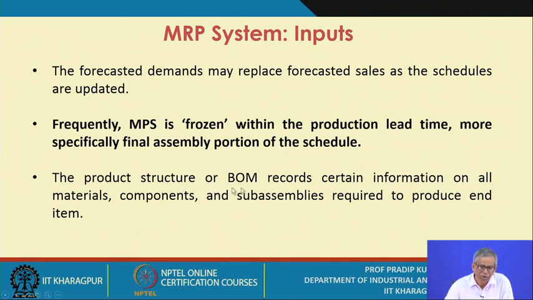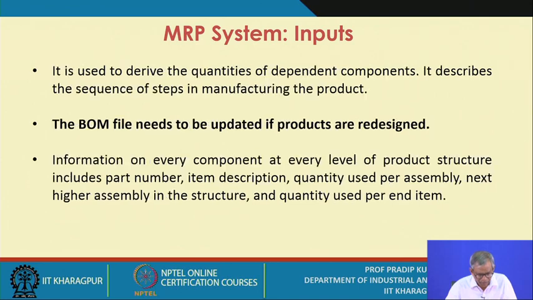Now the product structure or the bill of material records certain information on all materials, components, that means essentially the type of materials which you require, the types of components with their design, with their coding, all these details are given, including their drawings, and the sub-assemblies required to produce end items. That means to produce one unit of the final product or the end item, how many different types of materials, components and sub-assemblies you require, as well as their individual quantities or numbers. Okay, so this you get from the bill of material document. It is used to derive the quantities of dependent components or the dependent demand items. It describes the sequence of steps in manufacturing the product.